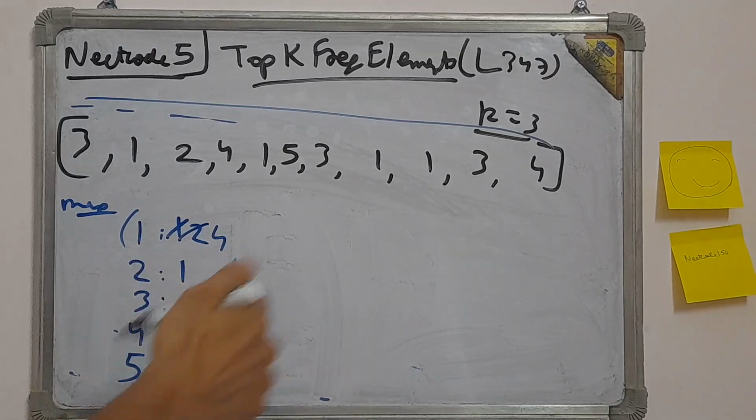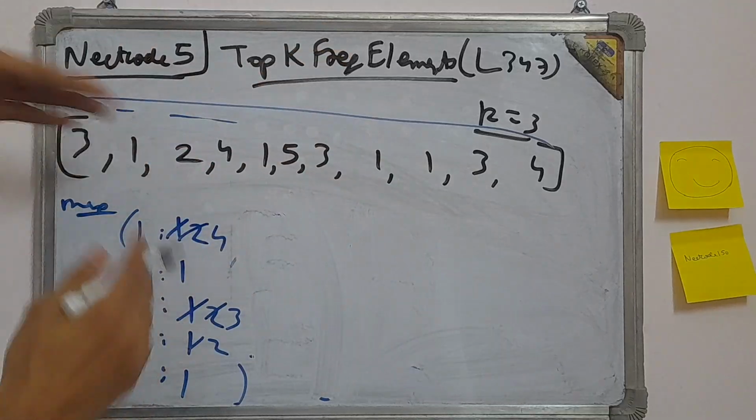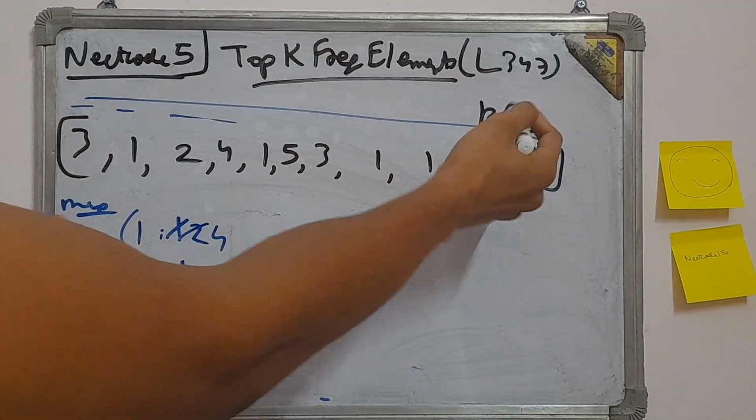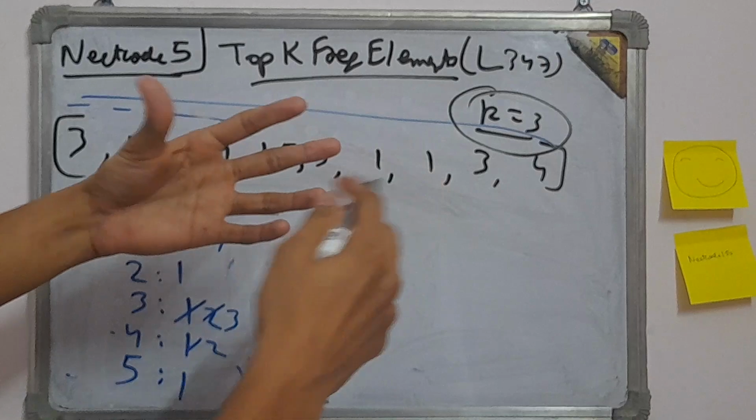So we have the map. Okay, we made the array into a map. We have the frequency of each element. Now, this is the main part, how to get the k highest in the best way possible.